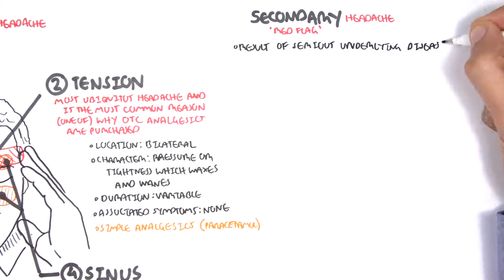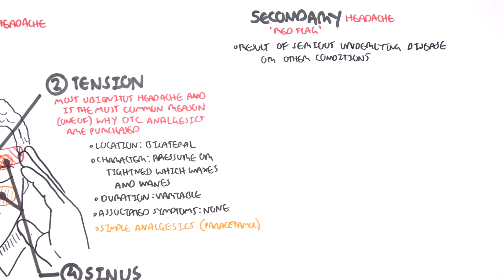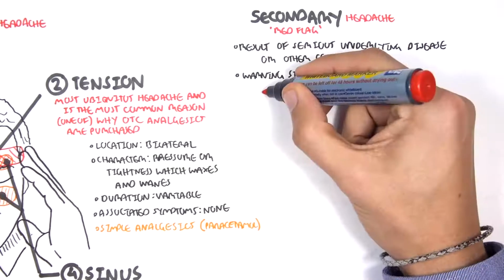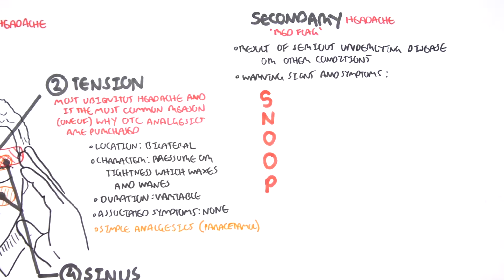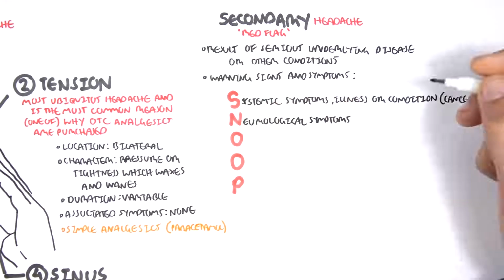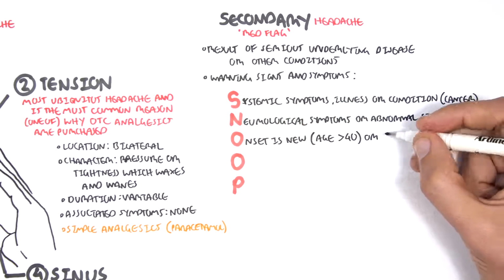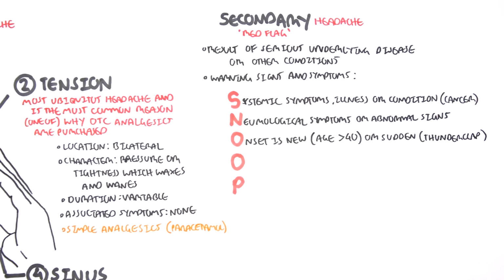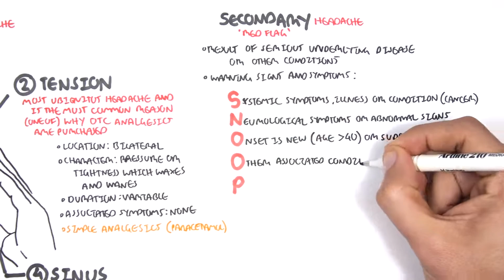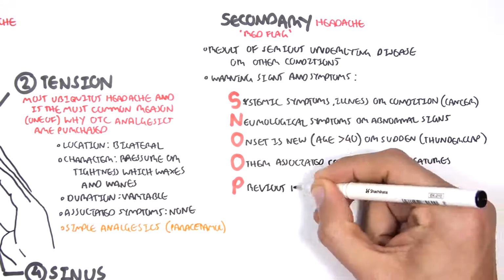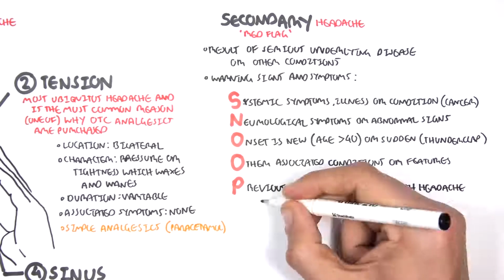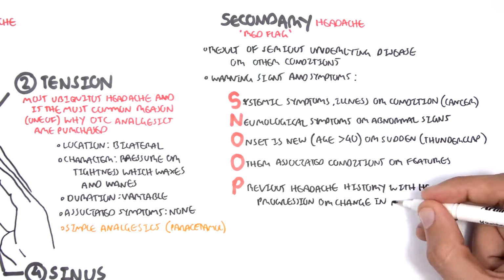So we have some warning signs and symptoms for secondary headaches, and we can remember this by the acronym SNOOP, S-N-O-O-P. S stands for systemic symptoms, illness or condition, such as cancer. N is for neurological symptoms or abnormal signs. O is for onset, which is new, age greater than 40, or sudden, such as when you have a thunderclap feeling, which is essentially a subarachnoid hemorrhage. The other O is for other associated conditions or features. P is for previous headache history with headache progression or change in attack character.